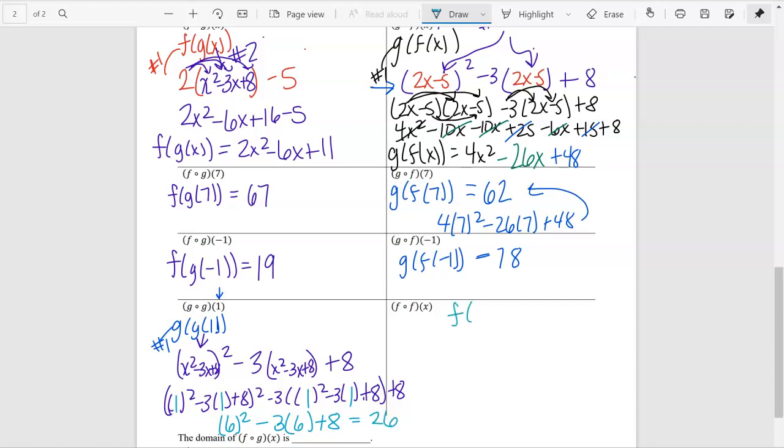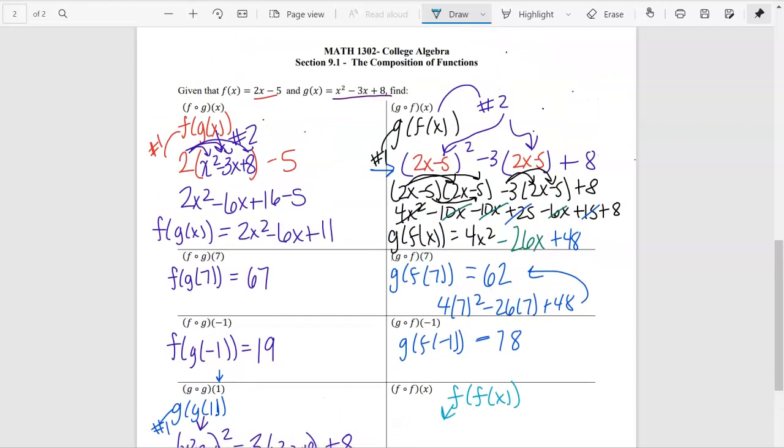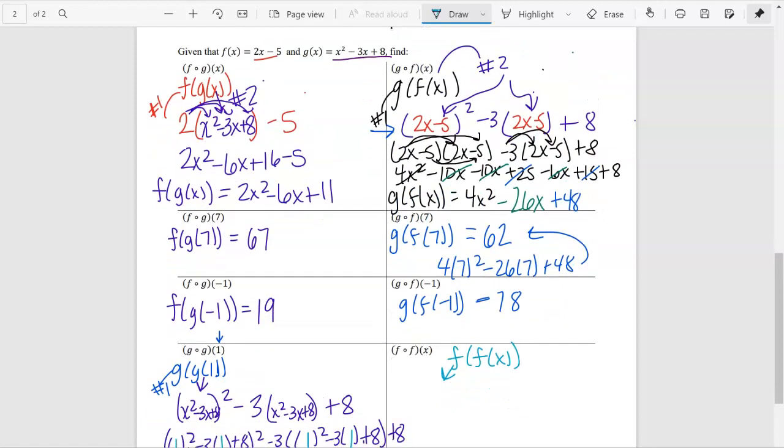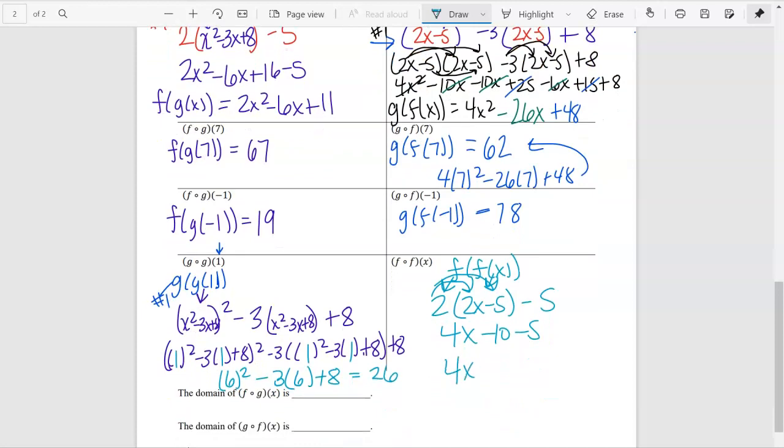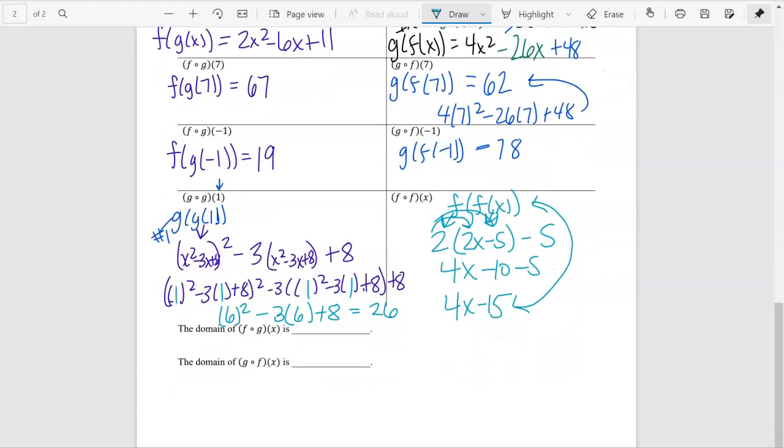On this one we're doing f of g of x, so we still start on the outside. It's a lot easier because f of x is just 2x minus 5, so 2 times x minus 5. What we're trying to plug in here is 2x minus 5 because that's f of x. So we want to distribute this and get 4x minus 10 minus 5. So 4x minus 15 would be f of g of x. And we would be done with that.